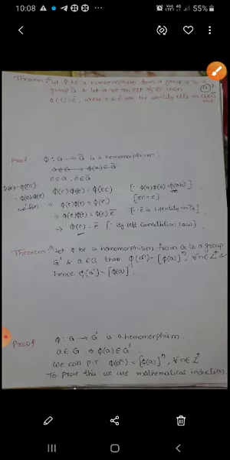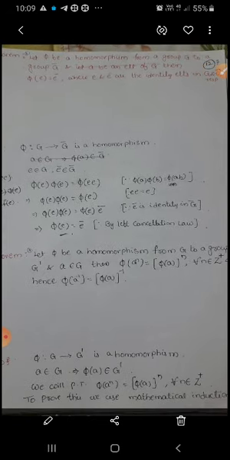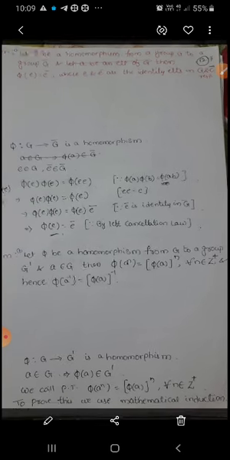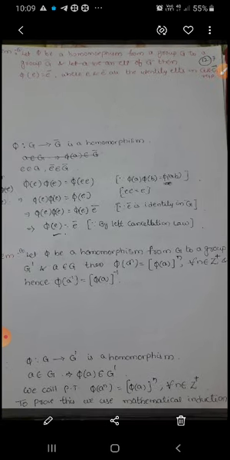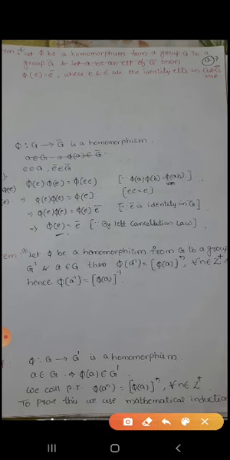So next theorem. Let phi be a homomorphism from a group G to a group G bar, then phi(e) = e bar, where e and e bar are the identity elements in G and G bar respectively. Proof. phi: G → G bar is a homomorphism. e belongs to G, e bar belongs to G bar. Next, phi(e)·phi(e) = phi(e·e) by the definition of homomorphism.